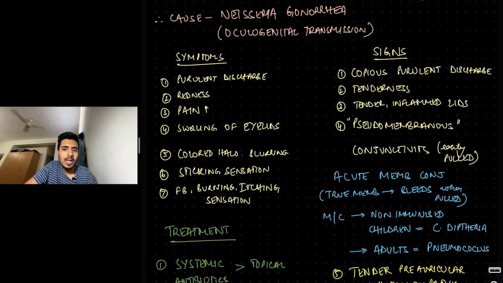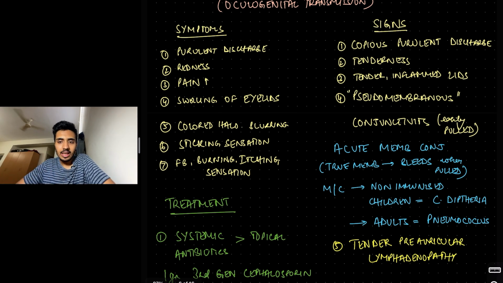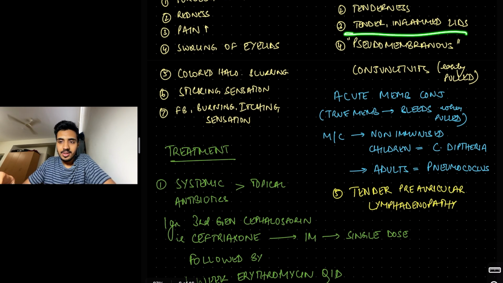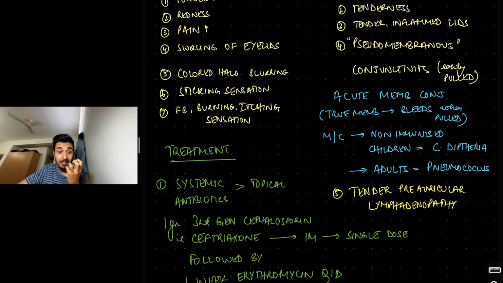Then again, because of the excessive amount of purulent discharge, patient will have sticking sensation, foreign body sensation, burning sensation, itching sensation, colored halos, blurring of vision. These are all common symptoms for conjunctivitis where we have a lot of discharge. Then what are the signs here? Two very important signs here are pseudomembranous conjunctivitis. When you have so much pus building up there, the pus starts to form a membrane. That membrane can be easily peeled off. And whenever a membrane can be easily peeled off, it is actually not a true membrane, but a pseudomembrane.